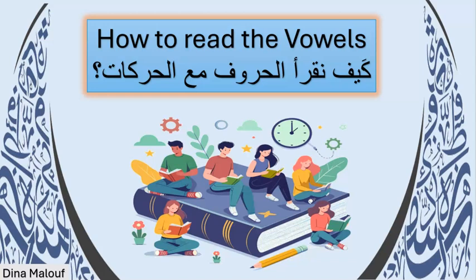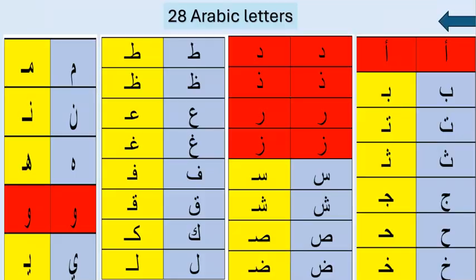Now we will see how to read the words with vowels, or how to read the letters with vowels. We call them short sounds. Let's see. In our previous video, we talked about the 28 Arabic letters and we read them all. And we said we must read it as a sound.